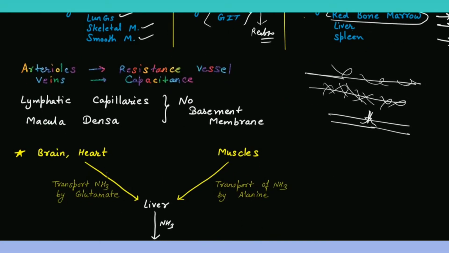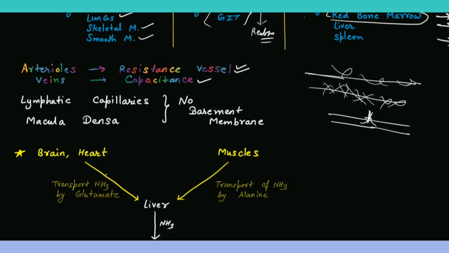Next, arterioles. In the question sometimes they ask which is the resistance vessel and which is the capacitance vessel. Remember, the arterioles, the smallest vessels, are the resistance vessels. Veins have the capacitance.